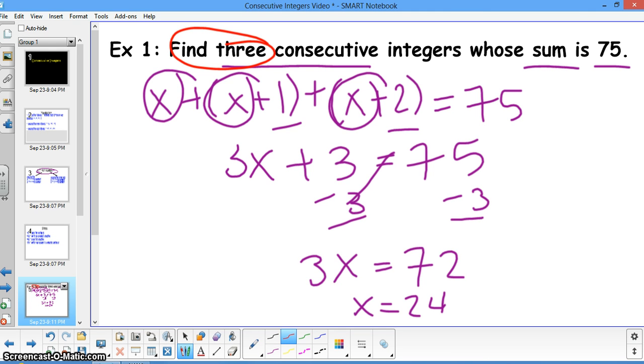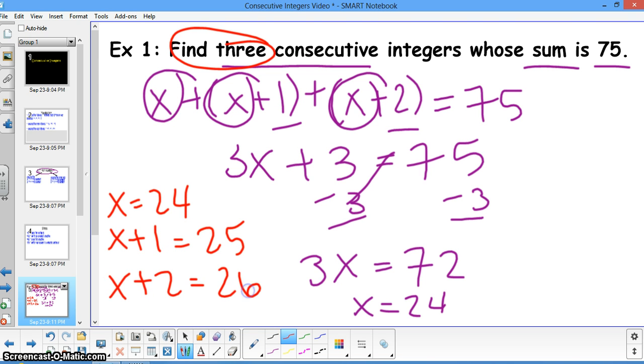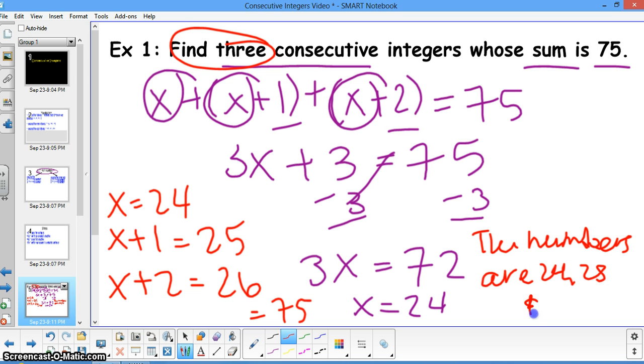So I will plug the 24 back into the original expressions. So x is 24, x plus 1 is 25, x plus 2 is 26. If we add those up, 24 plus 25 plus 26, we do get 75, so we know we have solved the problem right. And the last step is the numbers, excuse the messiness, are 24, 25, and 26. And that's your complete sentence.